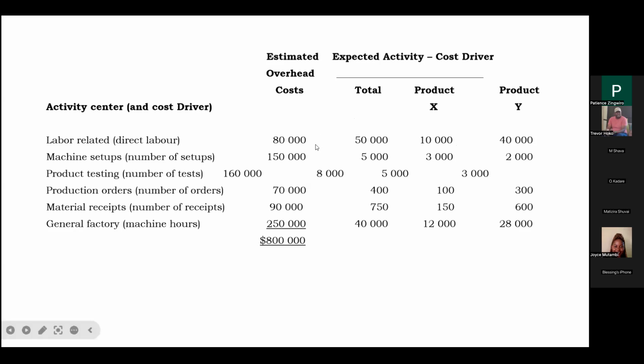And the rest of the overhead costs are divided, as you can see on the screen. Under machine setup, we've got 150,000 overhead costs, which are allocated as a total of 500.